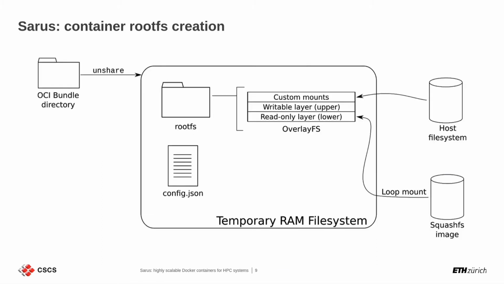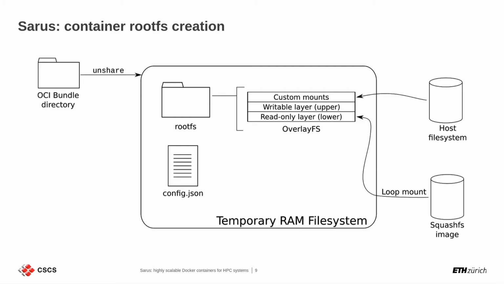Bundle creation starts on a dedicated directory. Sarus first performs an unshare operation to enter a new mount namespace, so that no container-related artifact is visible from the rest of the host system. A temporary in-memory file system is then created to host the rootfs directory and the config.json. An in-memory file system ensures the cleanup of the bundle after the container exit, and also suits the nature of diskless nodes, which are frequent in HPC systems.